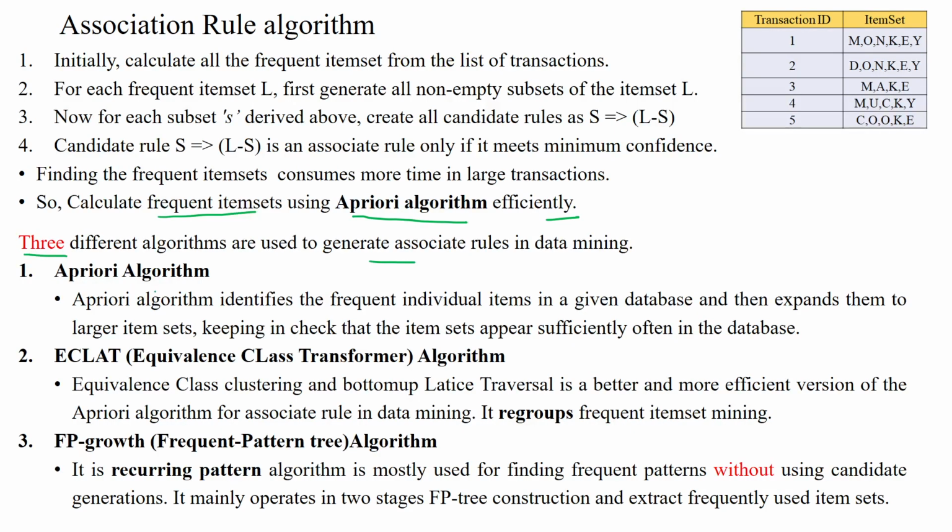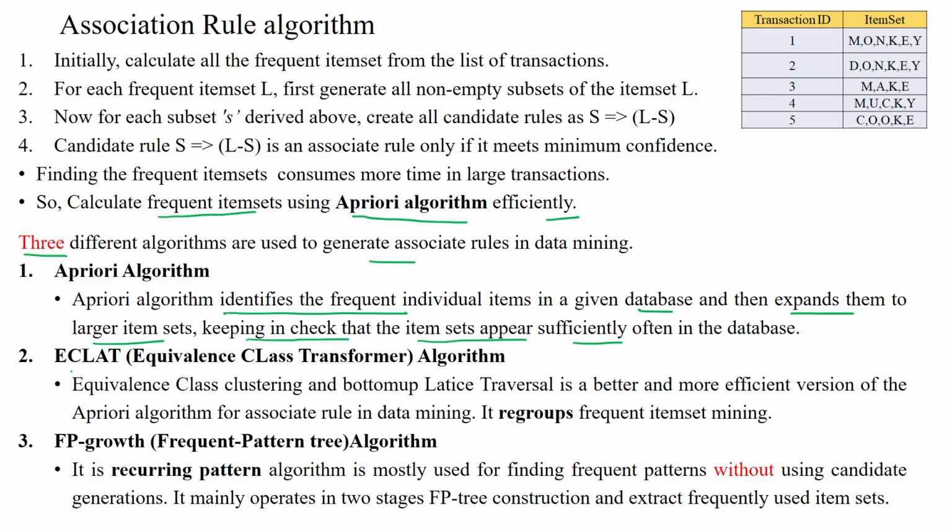First one is the Apriori algorithm, which is used to identify the frequent individual items in the given database and then expands them to larger item sets. First it starts with single item sets, two item sets, then keeps extending to n item sets, checking that the item set appears sufficiently frequently in the data set.